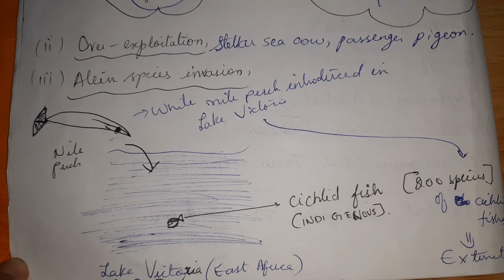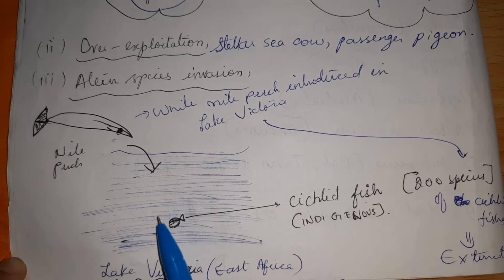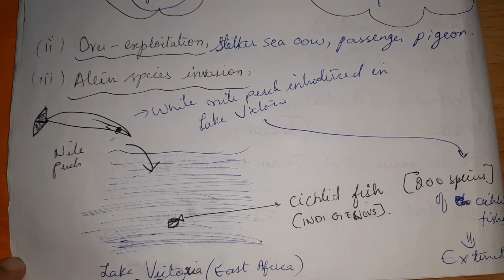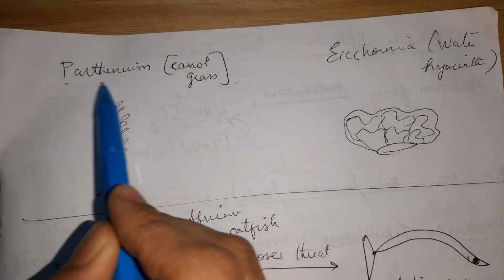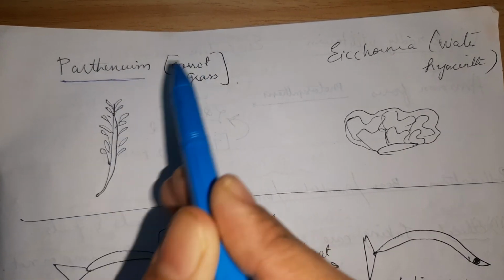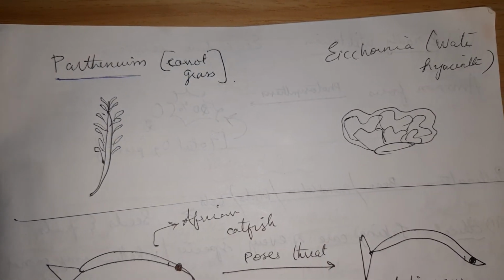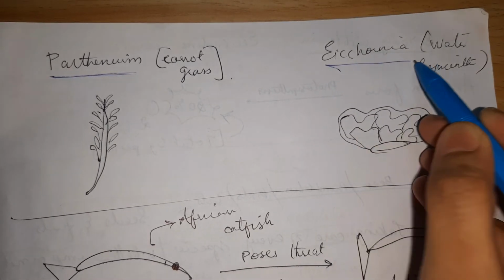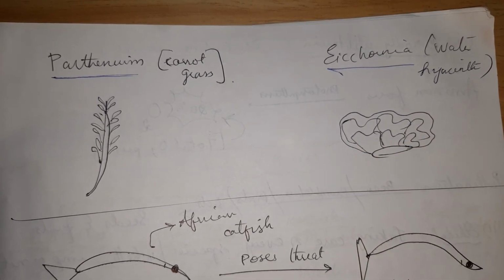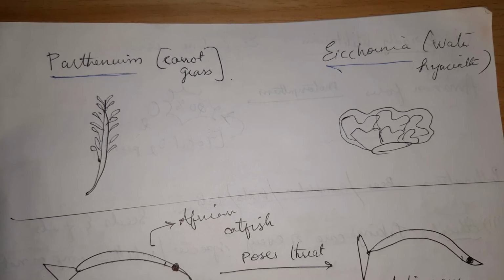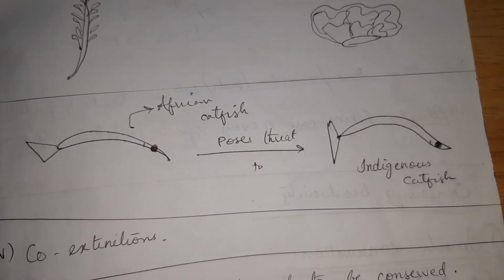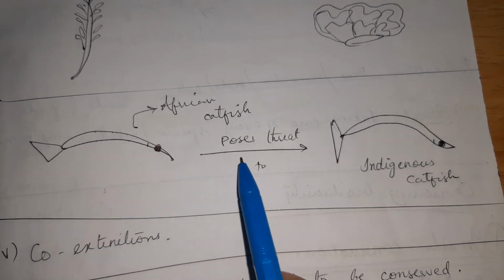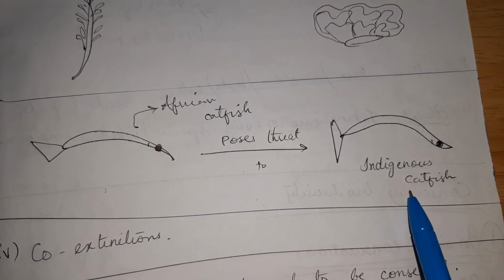When a foreign species, an alien species, comes to a land, then the indigenous species, meaning the species which already existed there, got extinct. These two examples are important. Parthenium, which is known as carrot grass, is also an example of alien species invasion. And the second one is Eichhornia, water hyacinth. This also got invaded and led to extinction of many native species. Another one is the African catfish. This poses a threat to indigenous catfish.